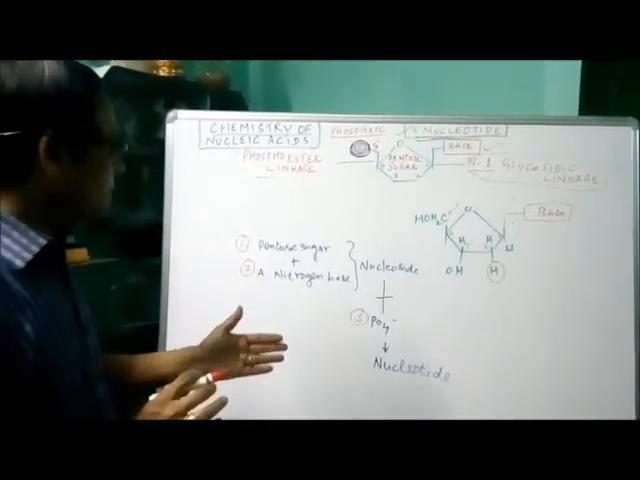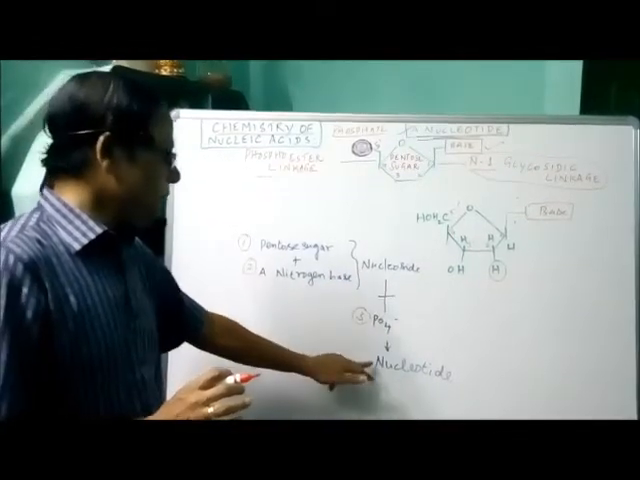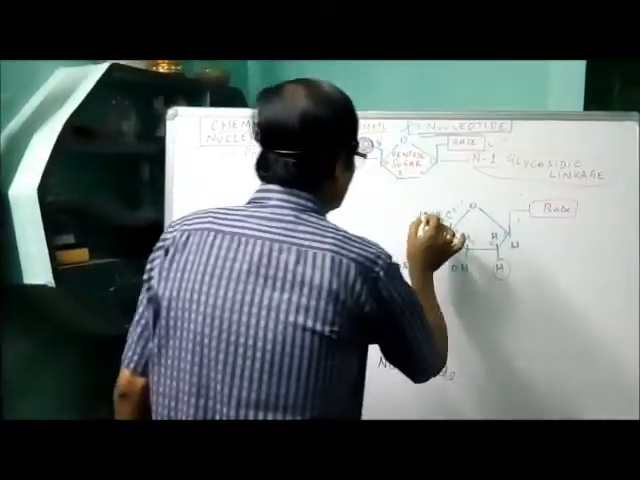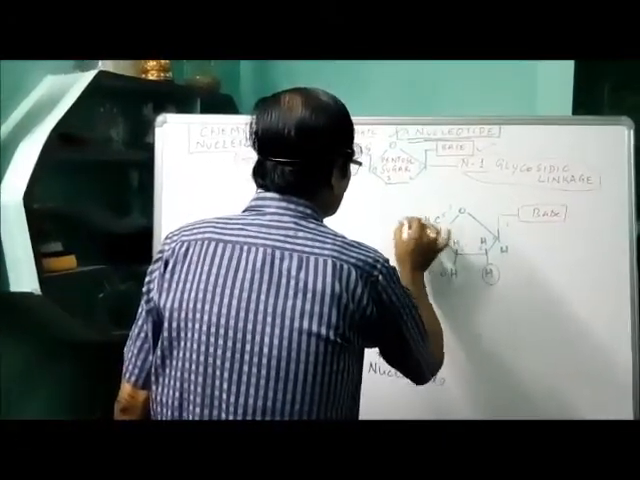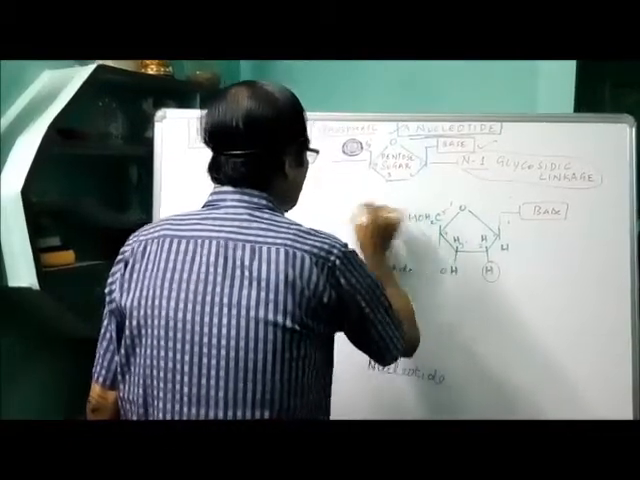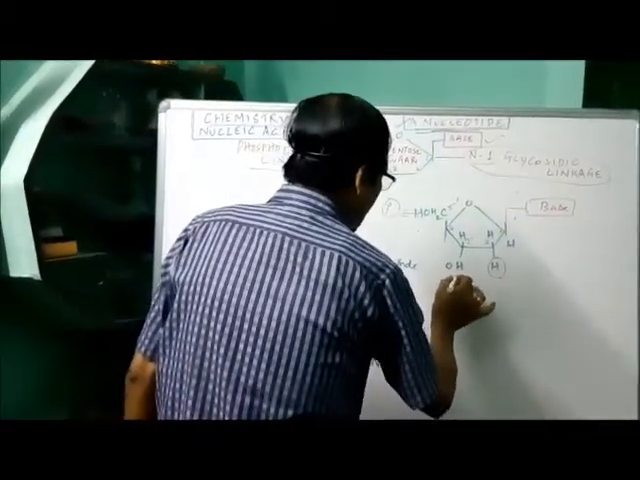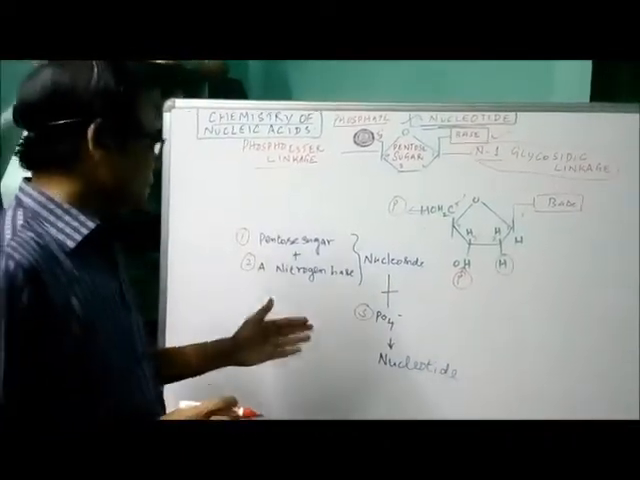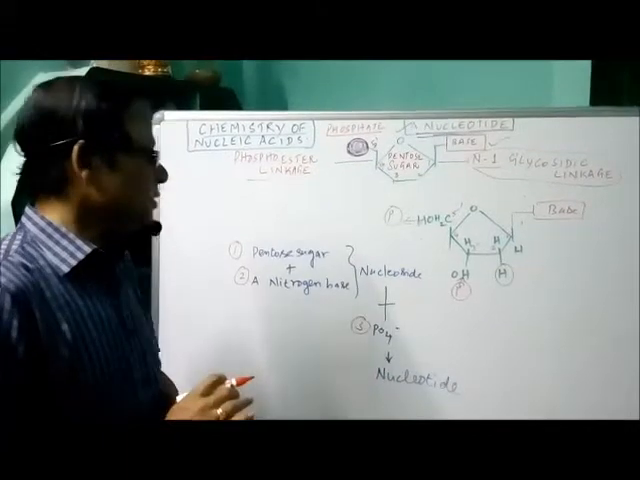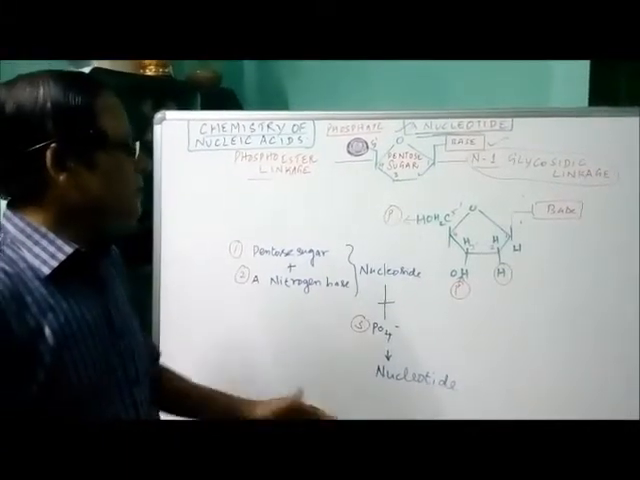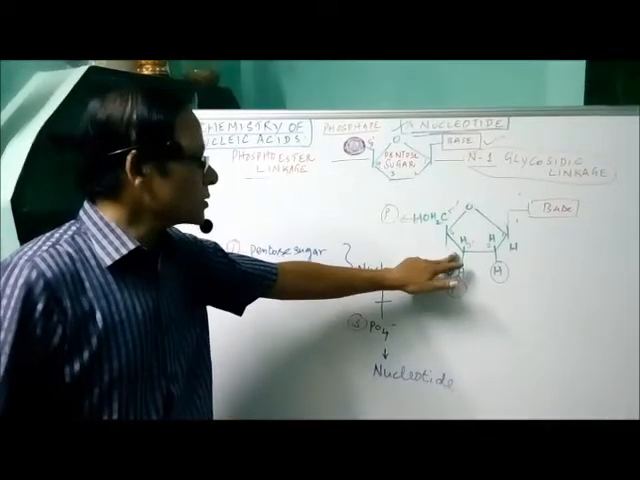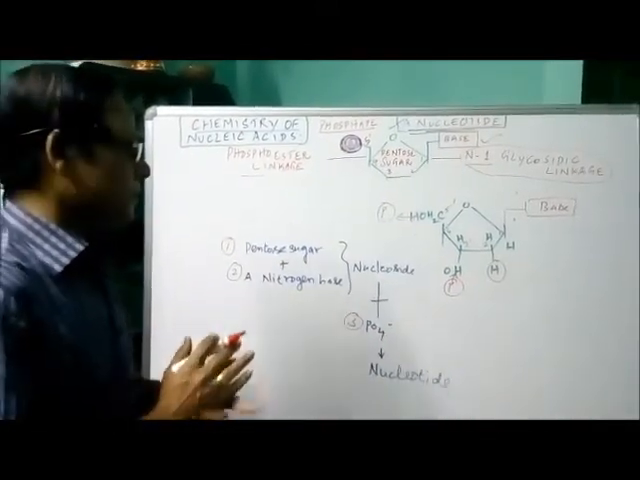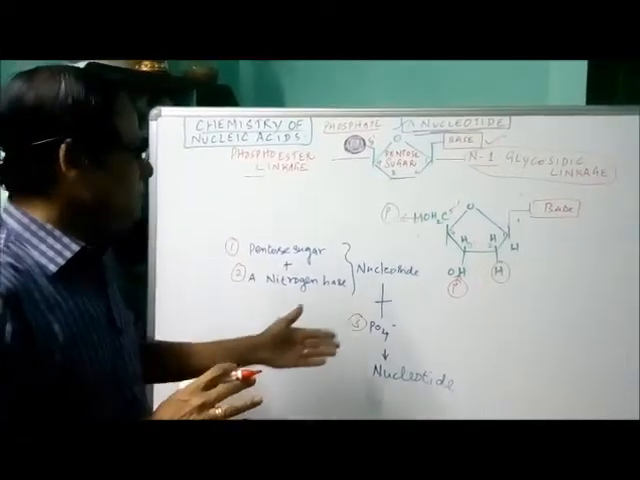Then when phosphate is added to the nucleoside, it becomes a nucleotide. The phosphate group is added either to the fifth carbon, as we have here where a phosphate group is attached, or to the third carbon. So the phosphate group, when attached to the nucleoside, becomes a nucleotide. It is attached either to the fifth carbon or to the third carbon of the same sugar where the base is attached. So that becomes a nucleotide.